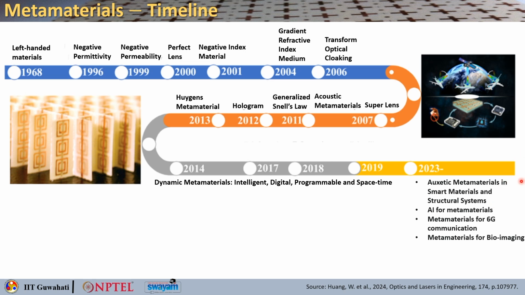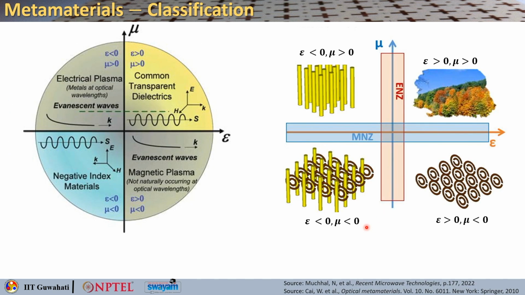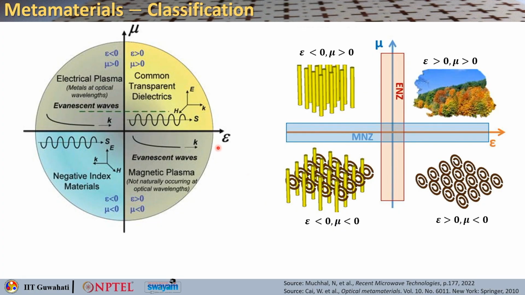These are kind of mechanical metamaterials. People have involved AI in designing the unit cells to give you unique properties. People are designing metamaterials for 6G communication, for bioimaging and whatnot. So, a lot of things are happening in this area of metamaterials and metasurfaces, which are basically the 2D version of these metamaterials. Now, the important part in metamaterials is also to classify the materials.